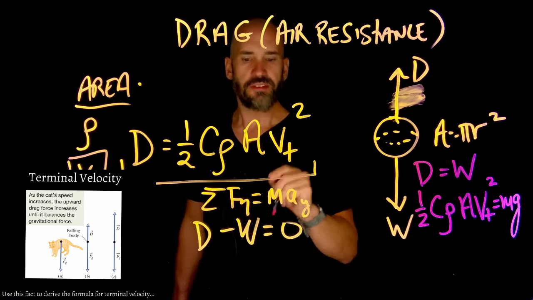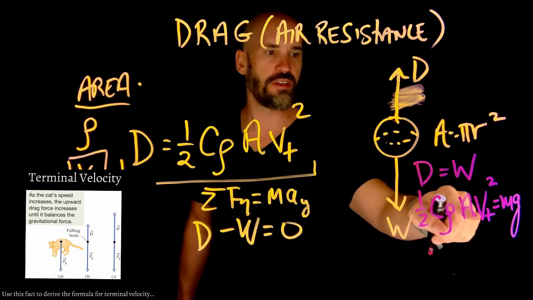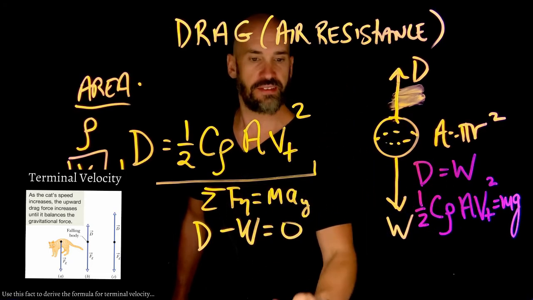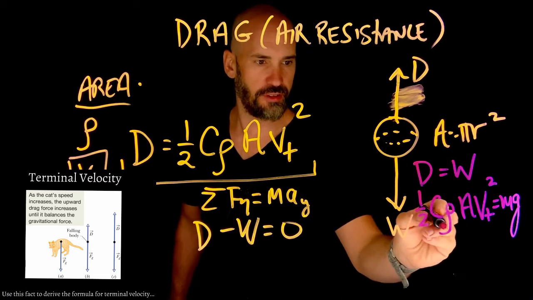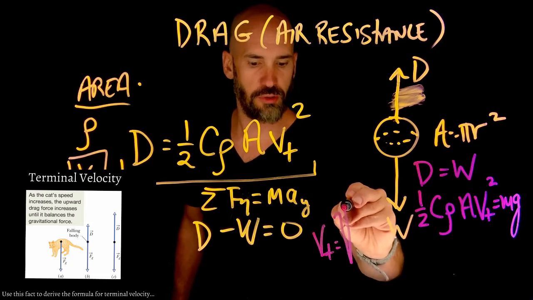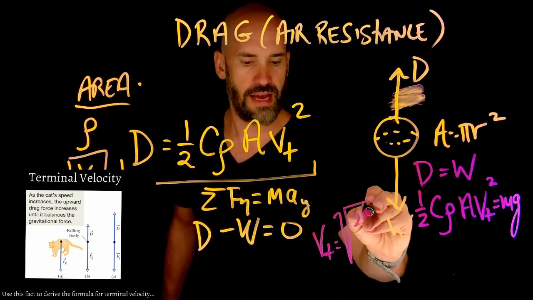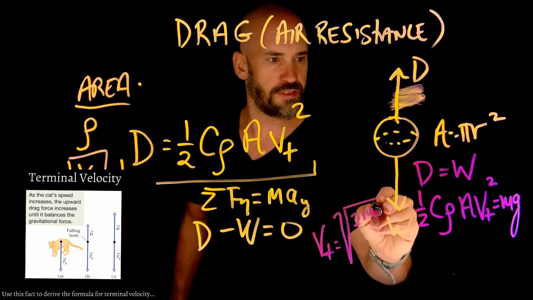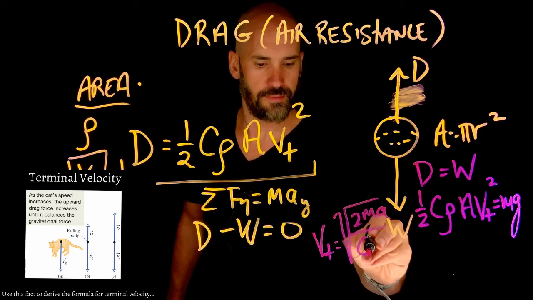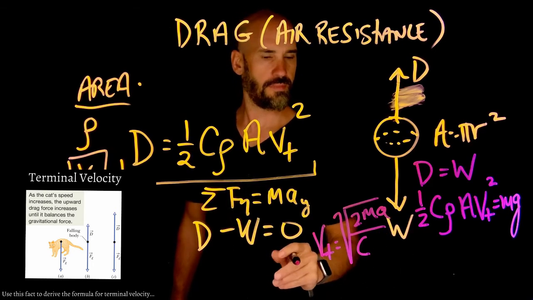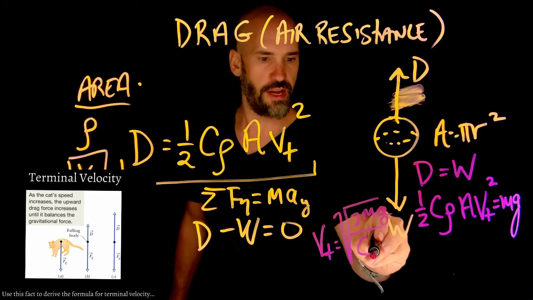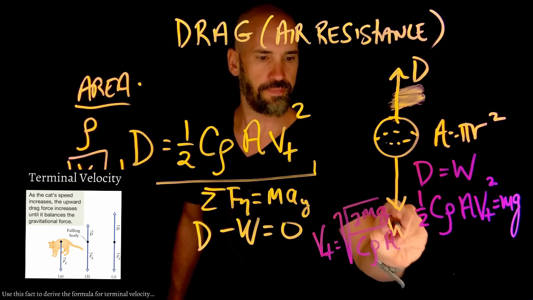So now if I just solve this equation for vt, I have an equation for terminal velocity. And what do I get? I'm just going to write it over here: vt equals the square root of 2 times the mass times g, and by a I mean g, over the coefficient of drag times rho times A.